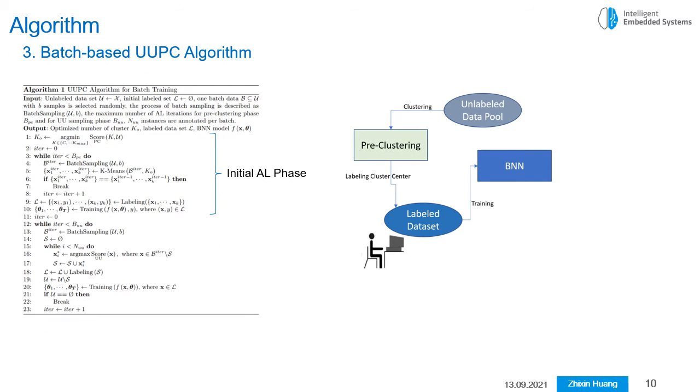In this article, our proposed algorithm also supports batch-based training. The picture on the left side is the complete process. In summary, at the initial AL phase, we do pre-clustering and label all instances which are close to the cluster centers, and then we do the initial Bayesian neural network training to get reliable uncertainty estimation.